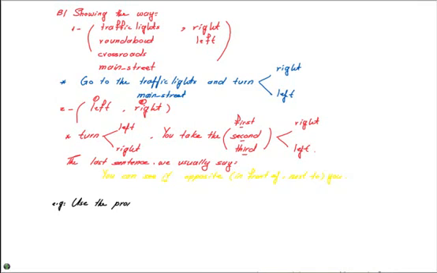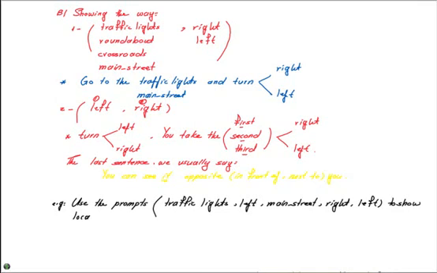Use the prompts traffic lights, left, Main Street, right, left, to show location. First we say, first you have to go to the traffic lights.